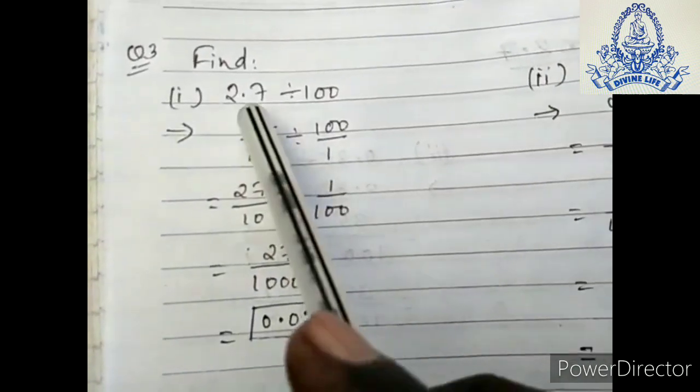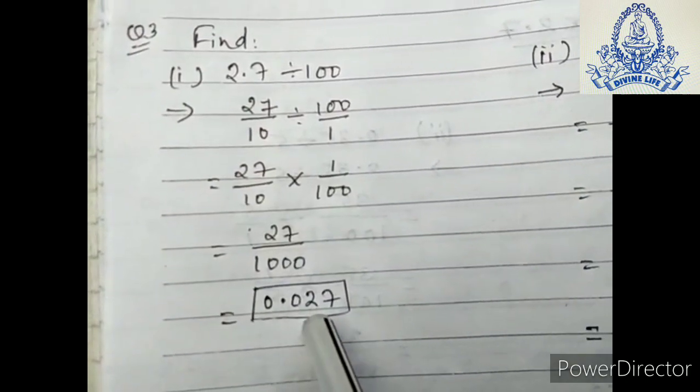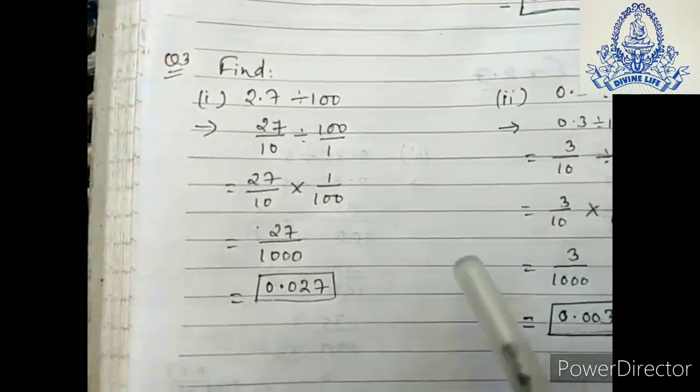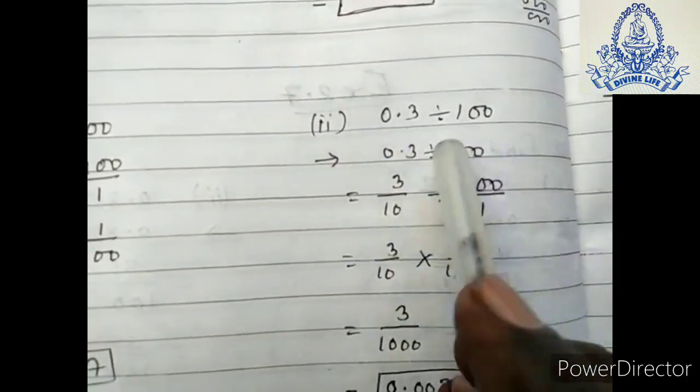0.027 after dividing 27 by 1000. So 2.7 divided by 100, the final answer is 0.027. Now question number 2. In the third question, we will move to 0.3 divided by 100.